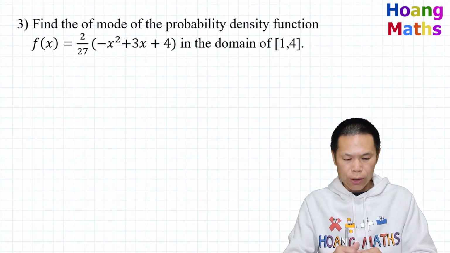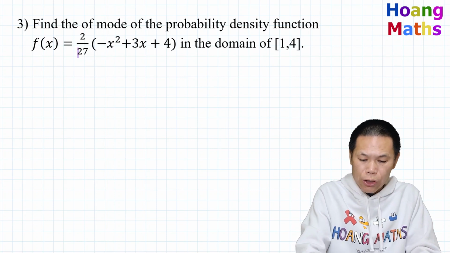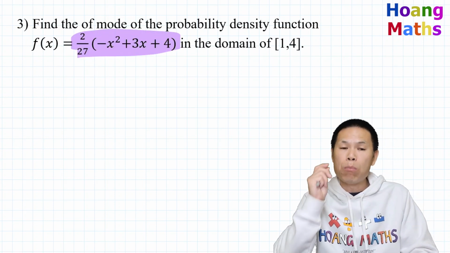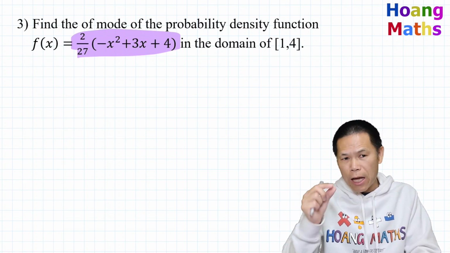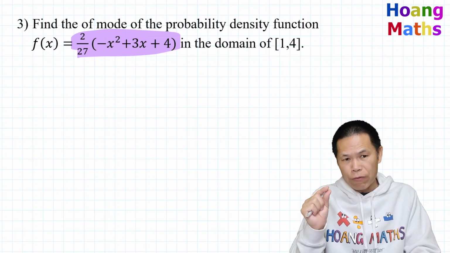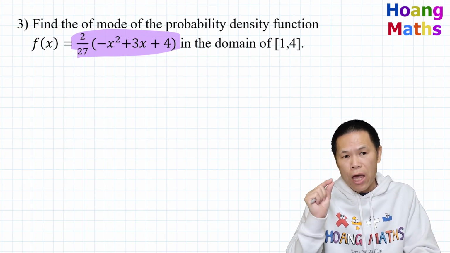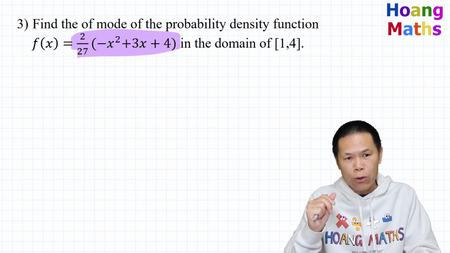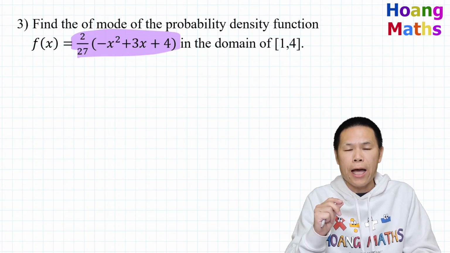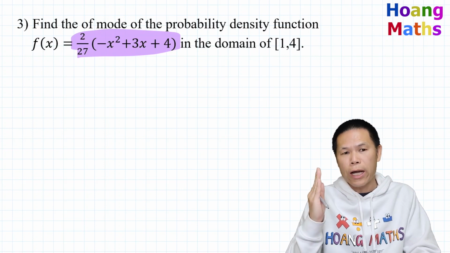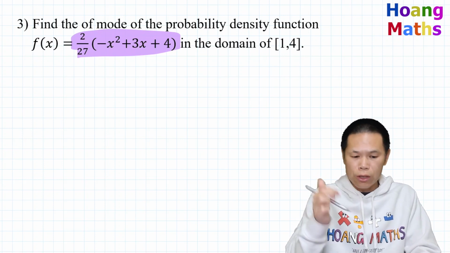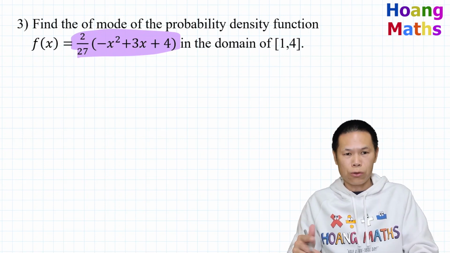Question number 3. We have the probability density function, and we need to work out the mode. We know that the mode of a density function is the x value that gives the maximum value of f(x). To work out the maximum value of f(x), we know that the gradient is equal to 0. Or, of course, you can find the axis of symmetry, x equals negative b over 2a, and that will give you the mode. Otherwise, we can just use calculus and differentiate this. So let me use calculus to do this.